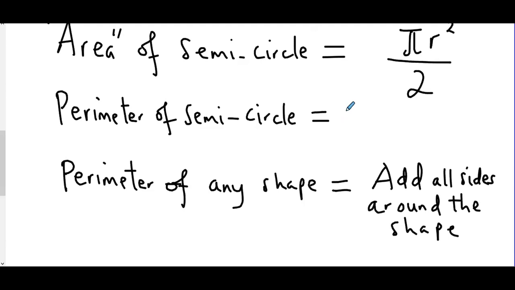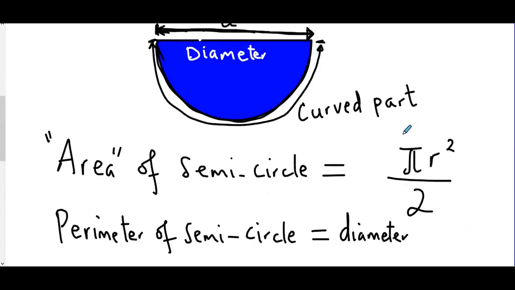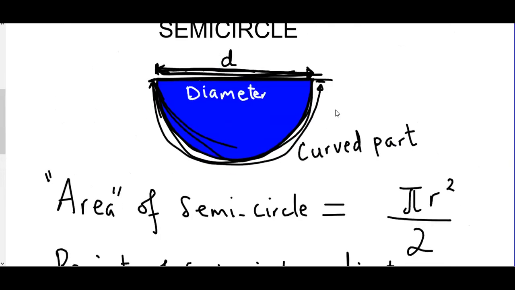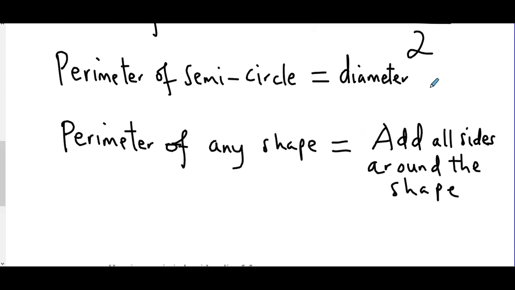So what is the perimeter of a semicircle? Perimeter, like I said, is adding all the sides. So the perimeter of a semicircle equals the diameter, which is this part, plus the curved part. We have 2 sides: one side is flat, another part is curved. So the perimeter of this semicircle is the diameter plus the curved part.